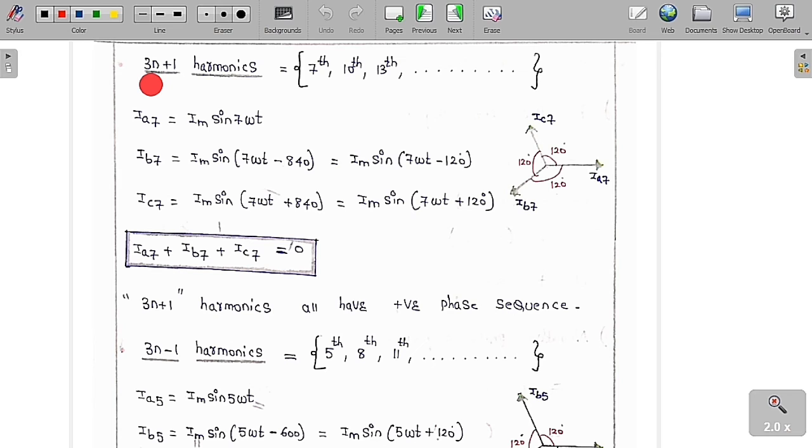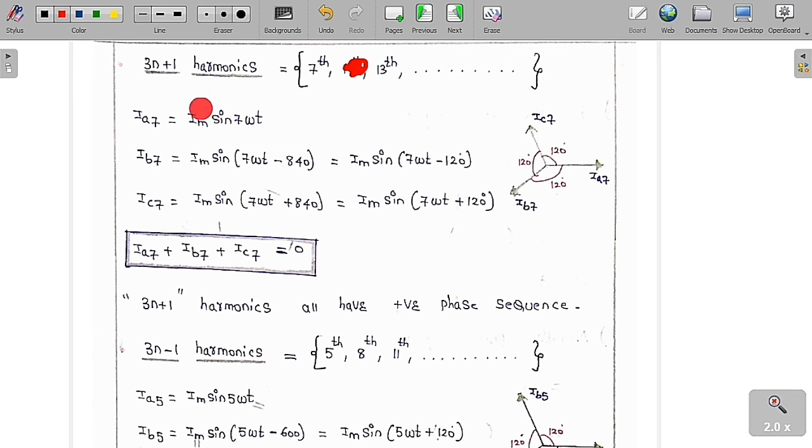If you substitute n is equal to 2, we are going to get 7. Yes, we have to consider it. And if you substitute n is equal to 3, we get 10. This you don't have to consider, just remove it, because I am going to consider only the odd harmonics, not the even harmonics. If you substitute n is equal to 4, we get 13. So we have to consider only the odd harmonics.